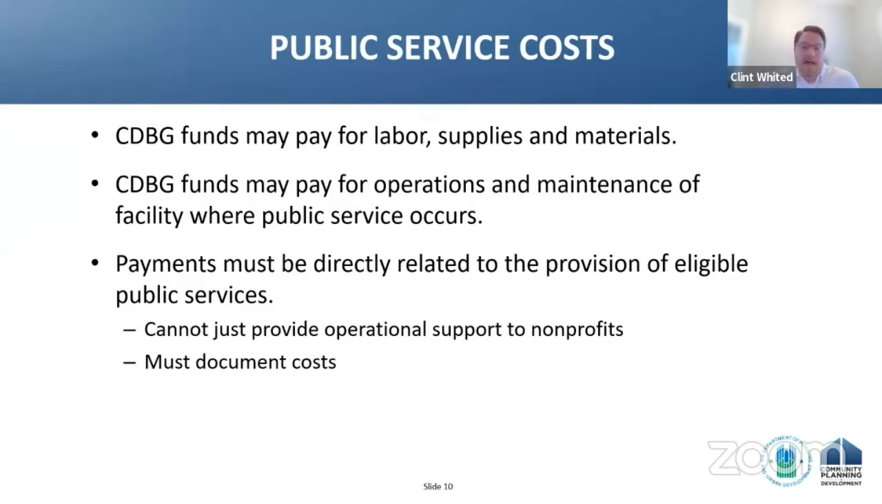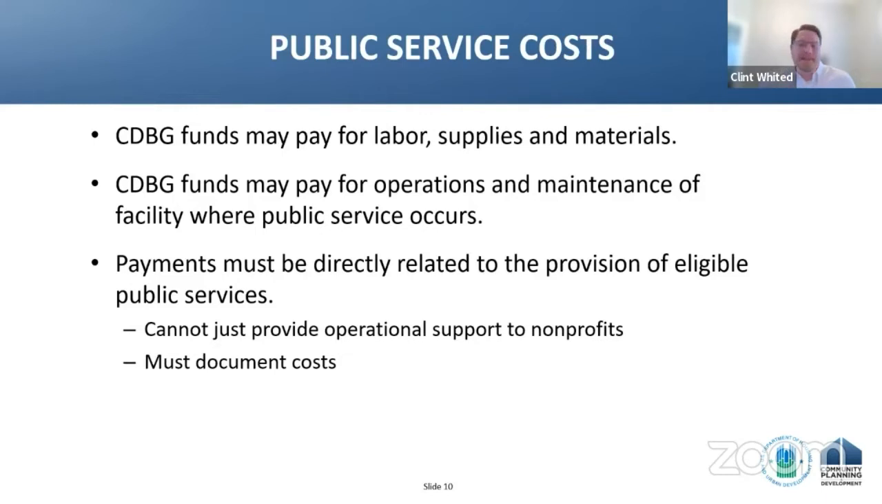If the situation is the latter, where there are multiple uses of the facility, you need to dive in a little deeper and understand the amount of maintenance costs that's actually allocable to the CDBG public service activity. And you need to document that those costs are directly related to the provision of the CDBG public service. So again, that concept of tying the cost and tying the activity that's taking place in the facility to the eligible public service is key. Second, and perhaps most importantly in everything that we do in federal grants management, document, document, document.